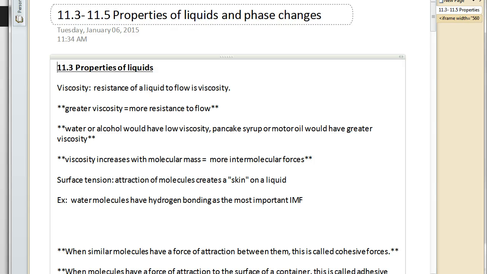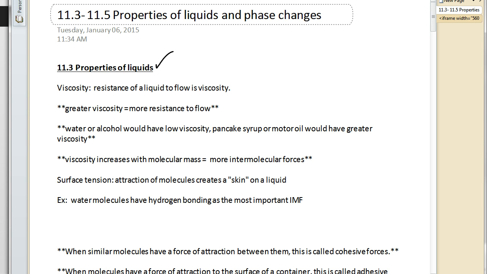Tonight's lecture is 11.3 through 11.5 in your textbook, Properties of Liquids and Phase Changes, and we're also going to throw in a tiny little bit of vapor pressure as well. So let's get right to it here. We're going to be talking about, like I said, 11.3, properties of liquids.